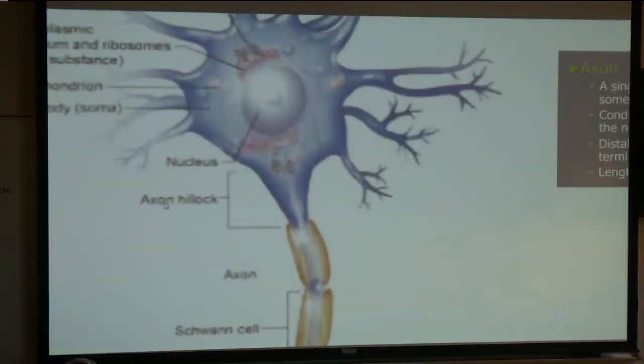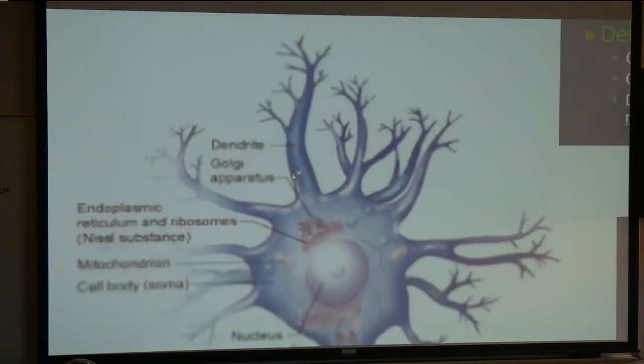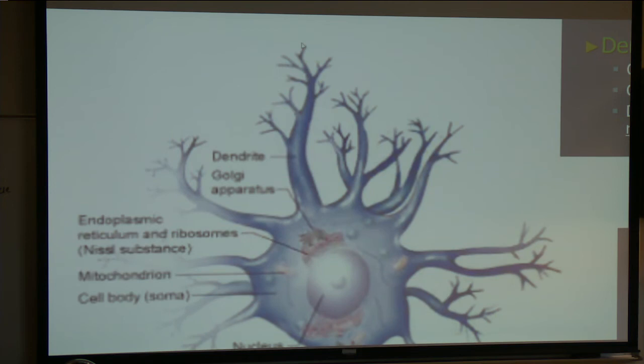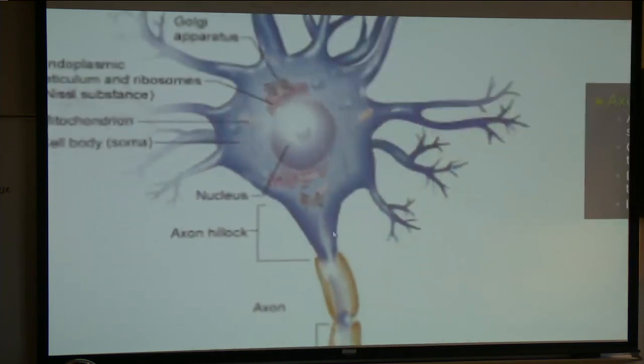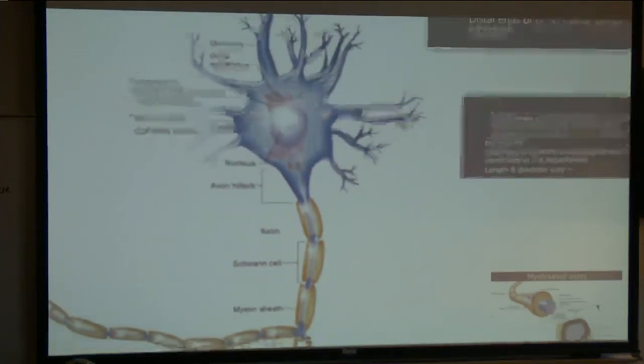So the axon hillock is that little junction right here between the cell body and the axon. So this little triangular area is the axon hillock. Here are your dendrites. They have receptors right on the ends to pick up on that information, and they carry it in towards the cell body. And this one super long axon carries the information away.